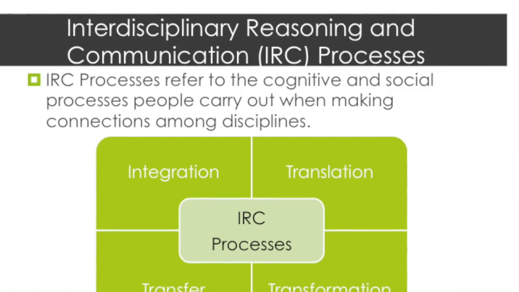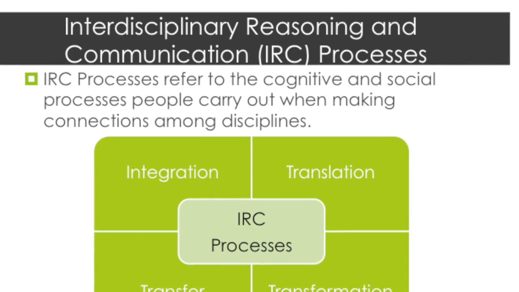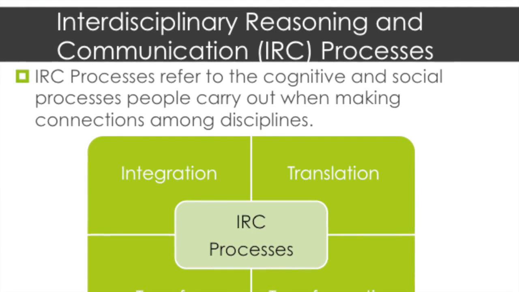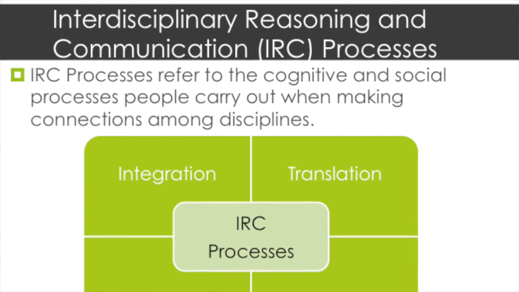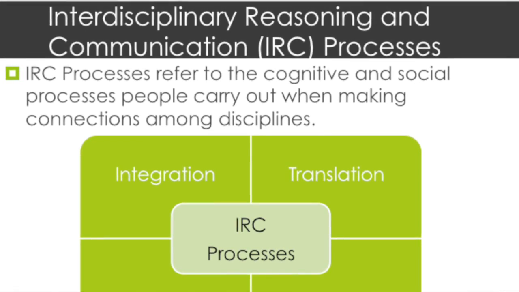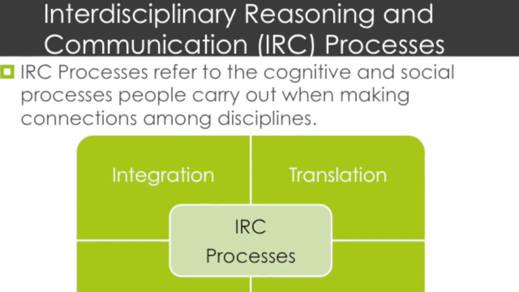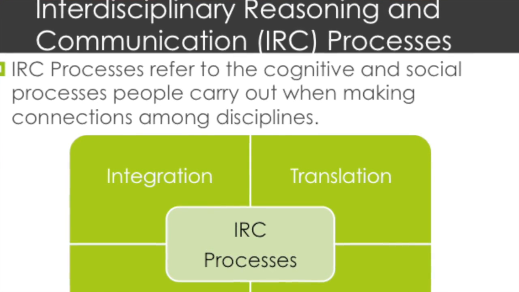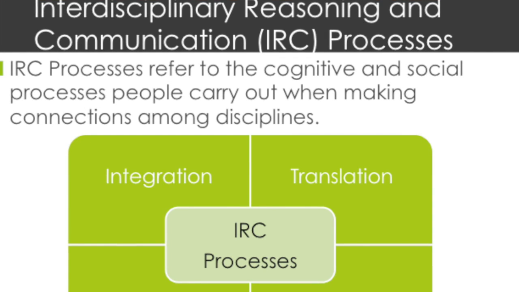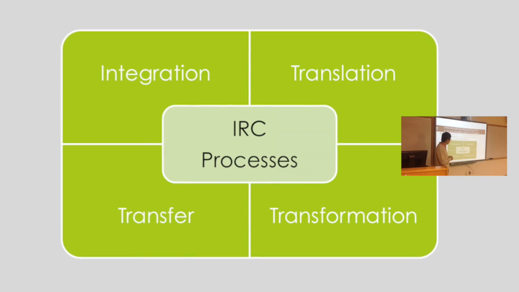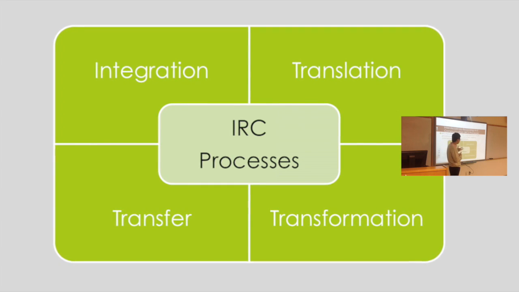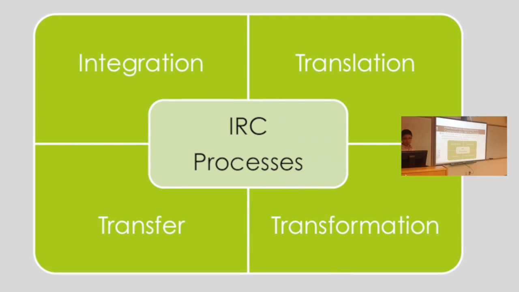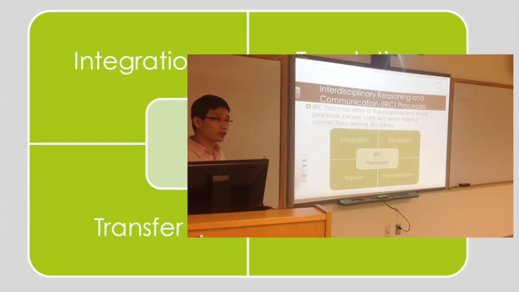So the third component, we talked about task contextualization, we talked about boundary objects. The last component, interdisciplinary reasoning and communication processes, IRC processes. Okay? These refer to the cognitive or social processes people carry out when connecting disciplines. Okay? And in this aspect, I've been thinking about four different processes, and I'll explain each of them. All right. Any questions so far?